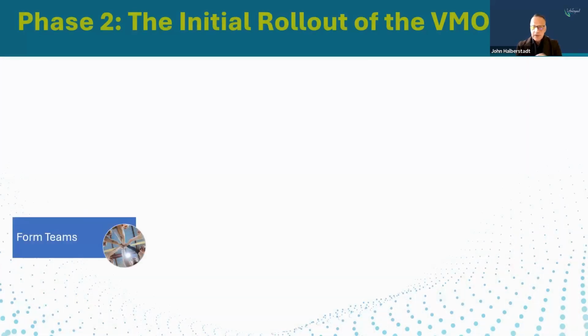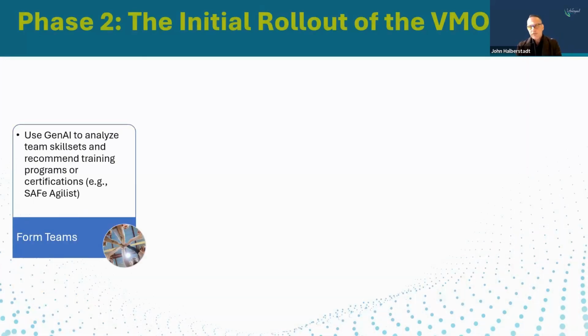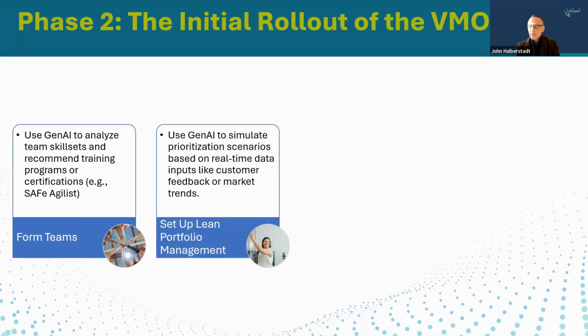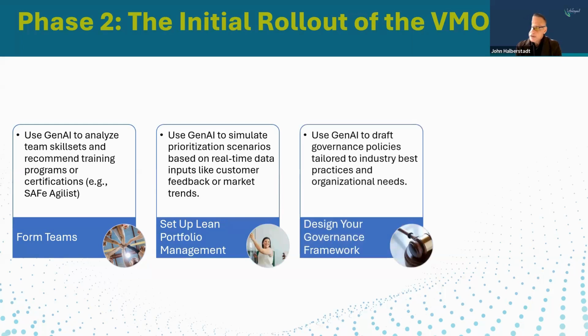So in phase 2, days 31 through 60, roughly, we want to form teams. And here's where generative AI can analyze team skill sets and provide some recommendations on training, programs, certifications, or anything else that might be valuable. Set up LPM, or lean portfolio management. So you can use generative AI to help simulate prioritization scenarios based on real-time data inputs, or other things that may be useful and usable in terms of data that we can use to really tailor this towards our organization, our teams, our context. Design a governance framework.